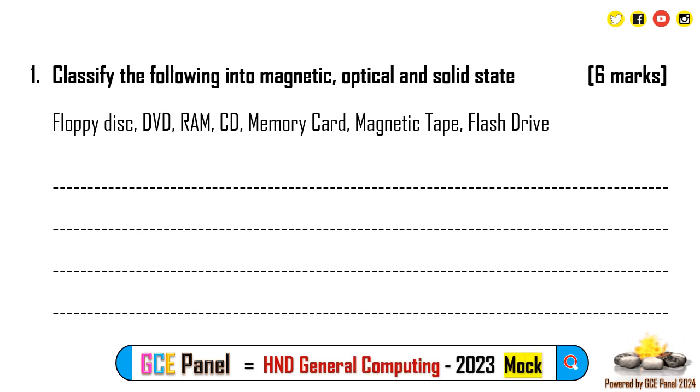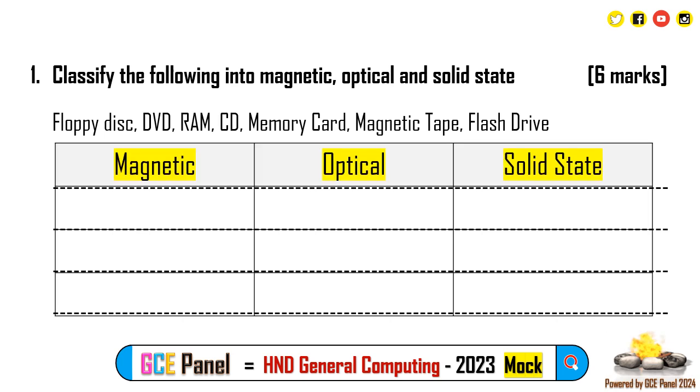Question 1 in section B says, classify the following into magnetic, optical, and solid state. So we have floppy disk, DVD, RAM, CD, memory cards, magnetic tapes, and flash drive. We're going to classify this using a table. The first one, floppy disk, is magnetic. DVD is optical, CD is optical, but RAM is none of the above. It's neither optical nor magnetic.